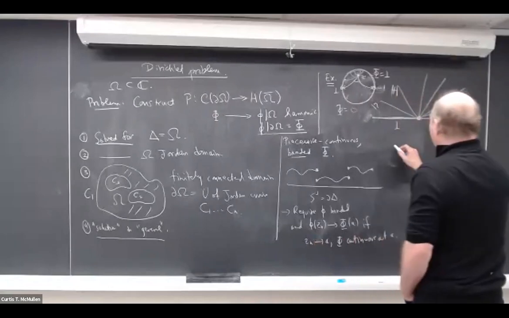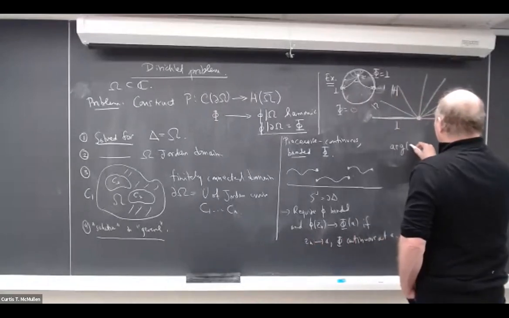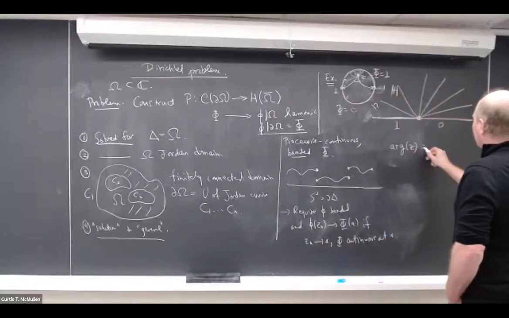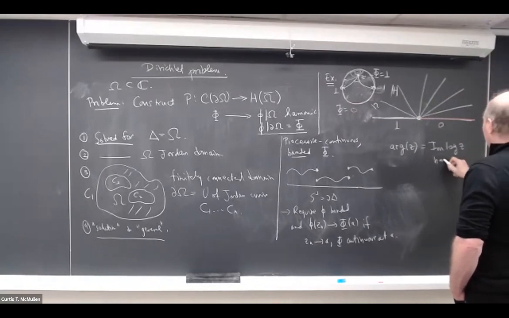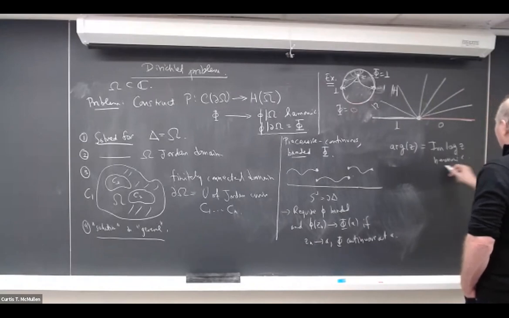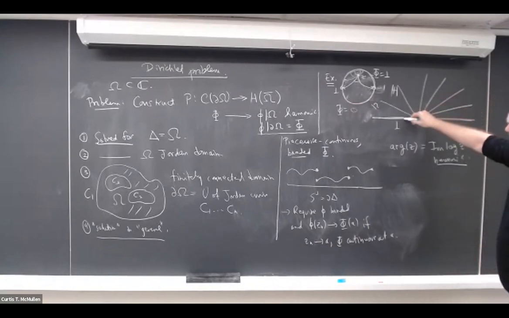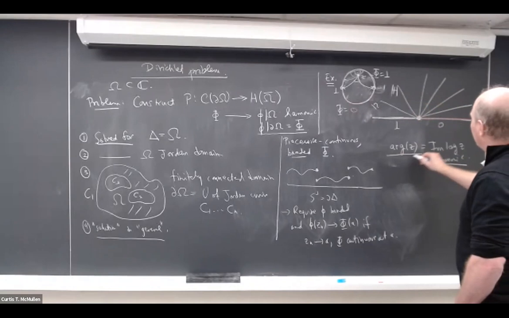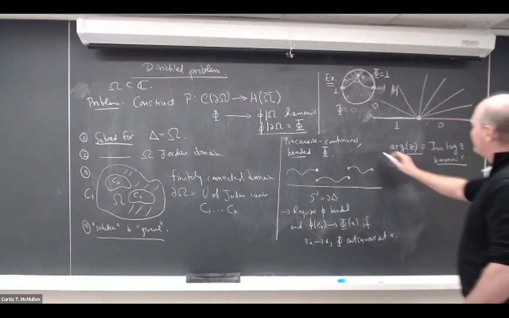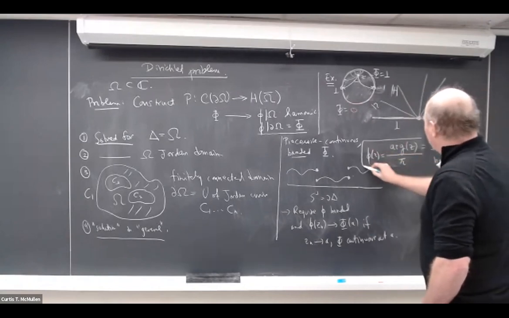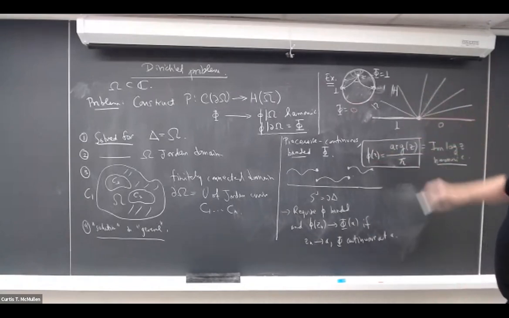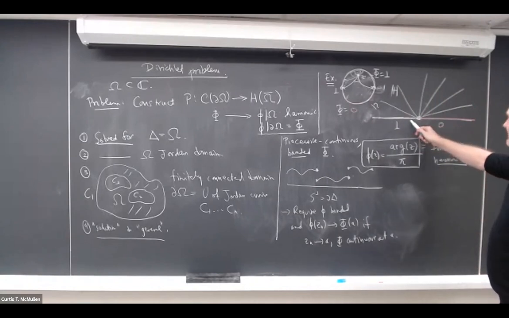The argument of z is, after all, the imaginary part of the logarithm of z. And therefore, it's a harmonic function. So this function that goes from 0 to 1 is nothing more than the argument of z divided by pi. And that's the solution to the Dirichlet problem with boundary values 0 and 1 on these two parts of the boundary of the upper half plane.